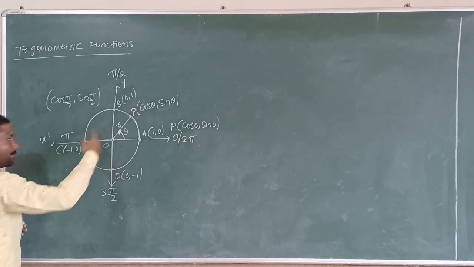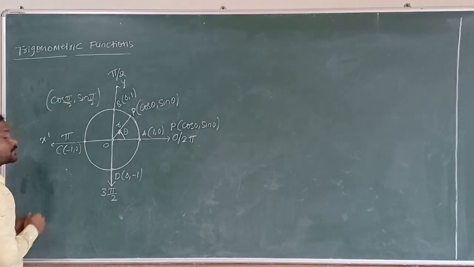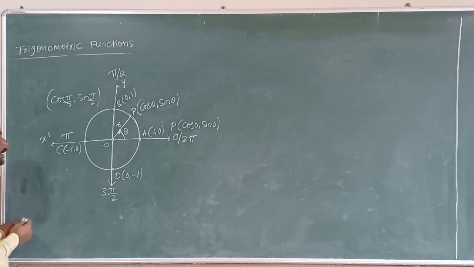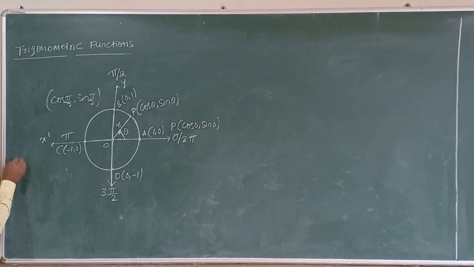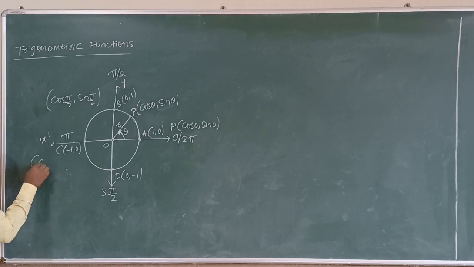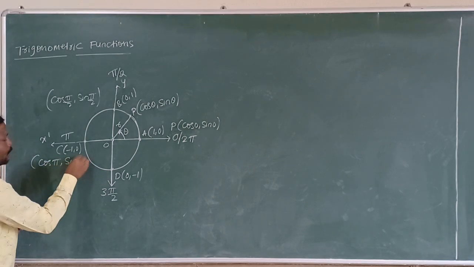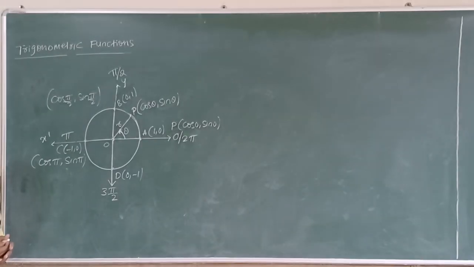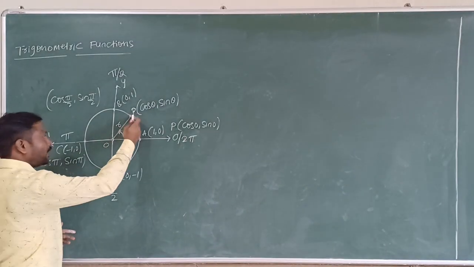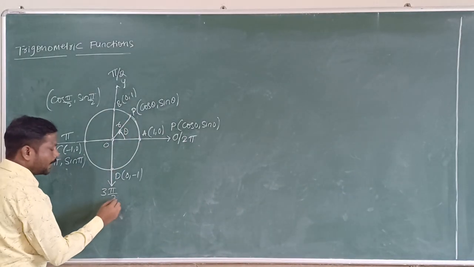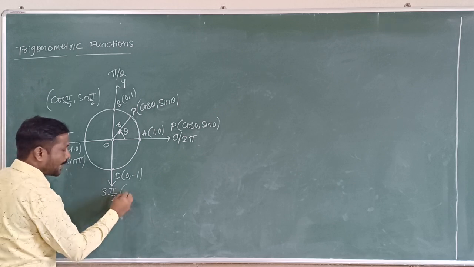In the same way, the point P is on C, it becomes how many degrees? 180 degrees. Write it in radian form, it becomes cos pi comma sin pi, right? Next, the point P is on D, then the angles are what here?